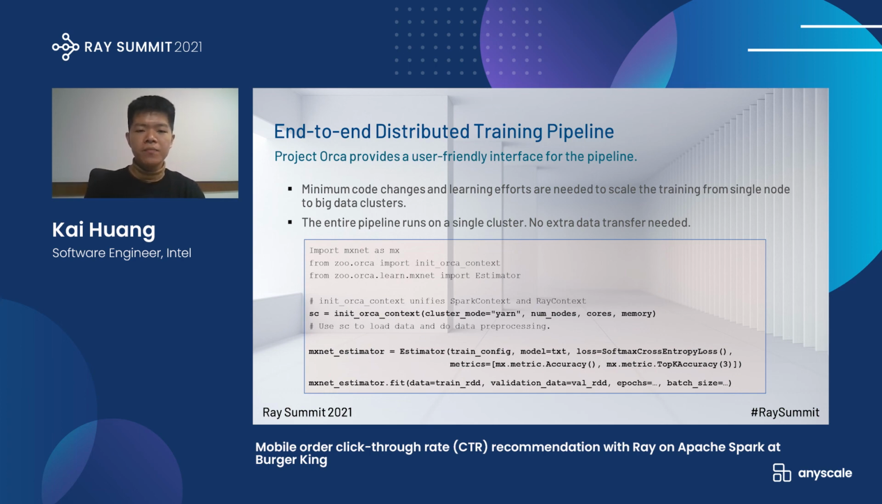So this is basically all the code you need to write for a distributed MXNet training pipeline, and this should be straightforward, and the entire pipeline runs on a single cluster. No data transfer is needed.